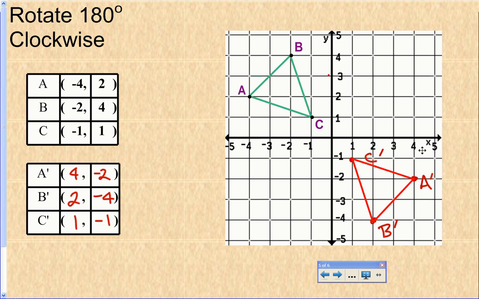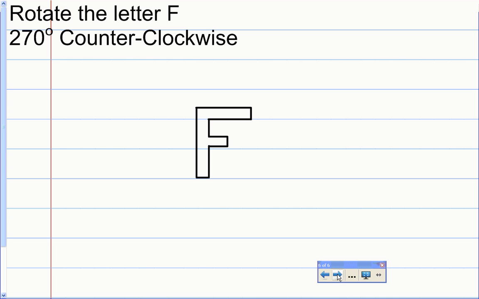Okay, so hopefully everyone understands the method of turning your paper around. If you're able to do this without turning your paper, that's great. And keep in mind, this is something you could do on a test. As long as you're able to physically turn your paper, you could do this on a test. Let's look at our last example.